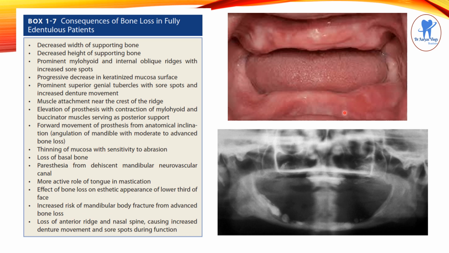then forward movement of processes from anatomical inclination, that is angulation of the mandible with moderate to advanced bone loss, thinning of mucosa with sensitivity to abrasion, loss of basal bone, paresthesia from dehiscent mandibular neurovascular canal, more active role of tongue in mastication, effect of bone loss on aesthetic appearance of lower third of the face, increased risk of mandibular body fracture from advanced bone loss, loss of anterior ridge and nasal spine causing increased denture movement and sore spots during function.